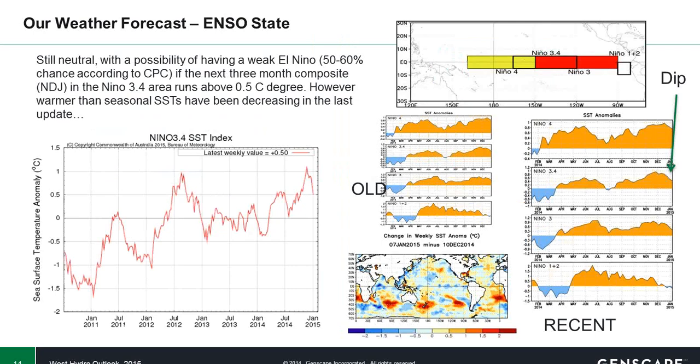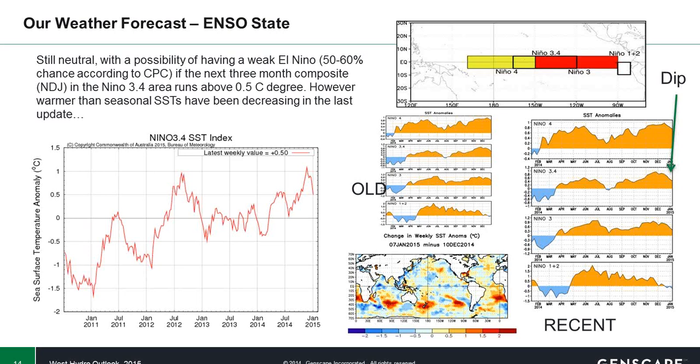Now moving into the actual ENSO state, so El Nino Southern Oscillation state. So now this slide is a little bit busy. There's a lot of stuff here. At the top of the slide are the actual zones on which we really focus our attention in terms of sea surface temperature anomalies.